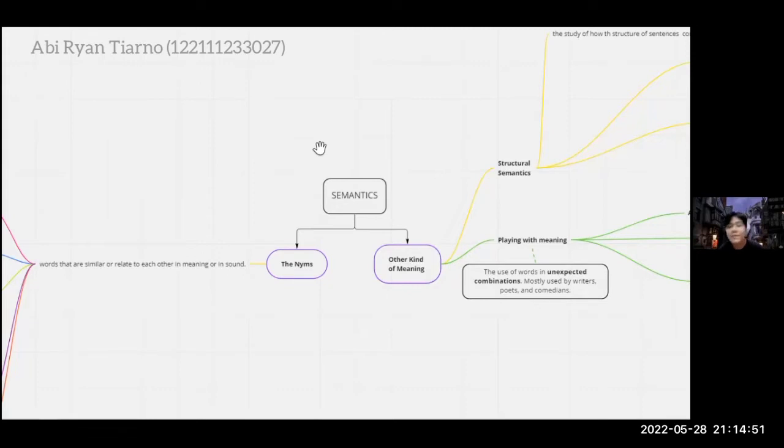Okay, before we start, let me check what is discussed in this presentation. The first one is the definition of names itself. The second one is hyponyms. The third one is synonyms. The fourth one is homonyms. And the last is antonyms. Okay, let's move on to the first discussion. Please welcome Azzam as the first speaker.